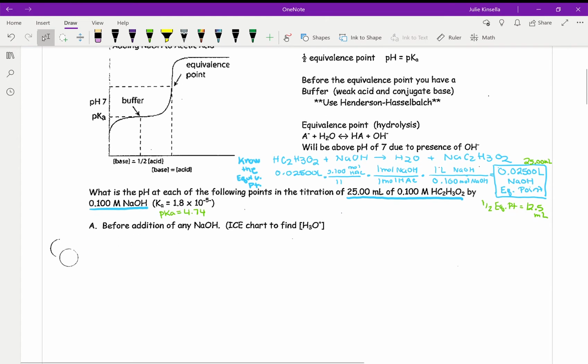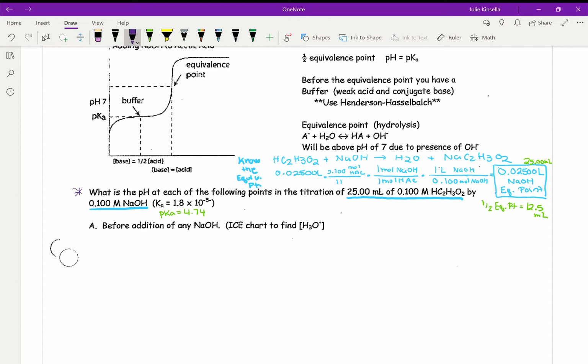So our question here is, what is the pH at each of the following points in the titration of 25 milliliters of 0.1 molar acetic acid by 0.1 molar sodium hydroxide, and it gives us the Ka of the weak acid. One thing you always want to keep in mind is you want to know where the equivalence point is in the titration. Now, they have equal molarities, so we could figure out the 25 milliliters, but again, it's good to practice the steps along the way.